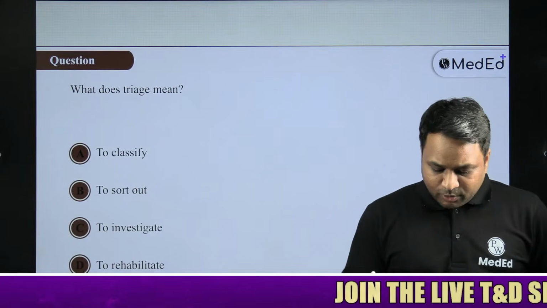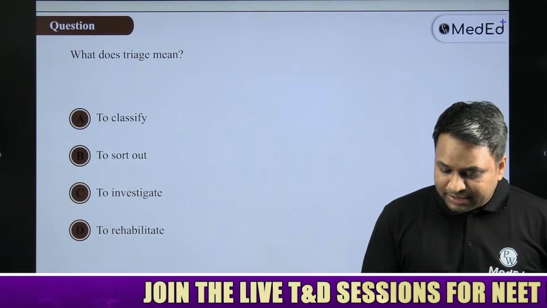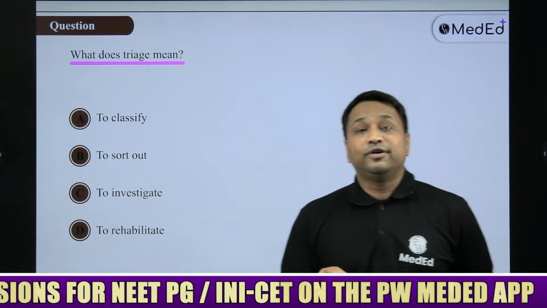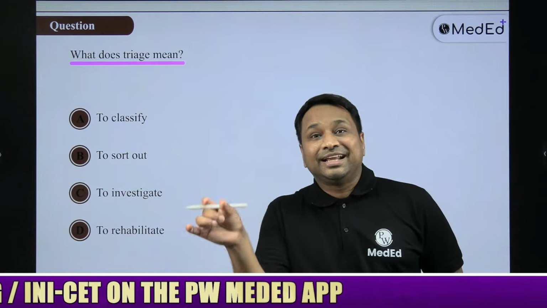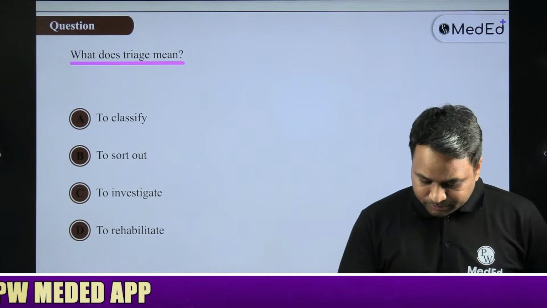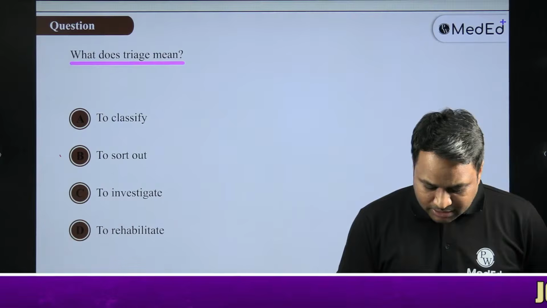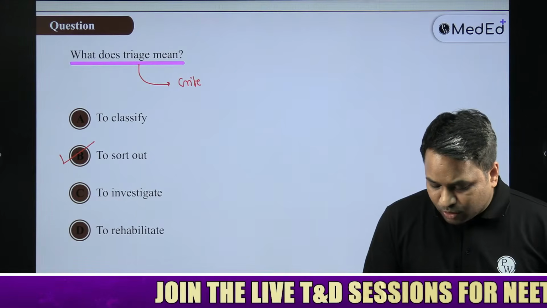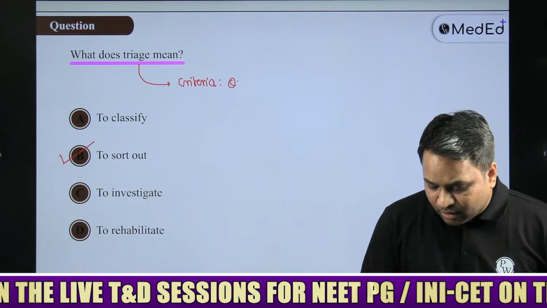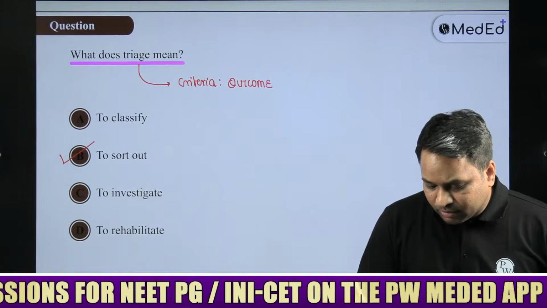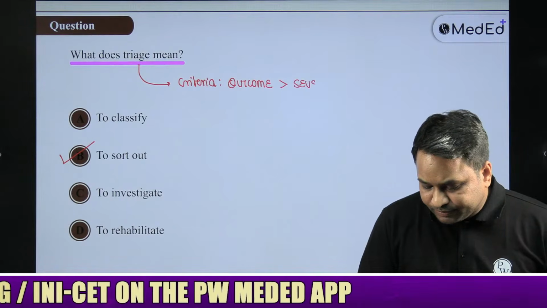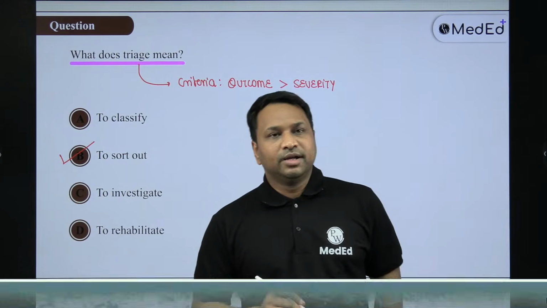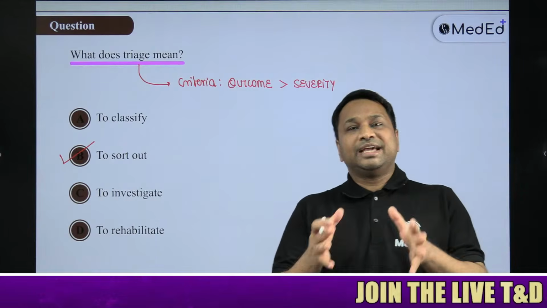Okay, this is a repeat exam question. What does triage mean? It is a color coding system to categorize the patients on the basis of the outcome. To categorize means to basically sort out. So the answer here is B for Bombay. So what is the criteria for triage? If they ask you this, remember it is done on the basis of outcome over severity. It is to sort out, to segregate based upon the priority.